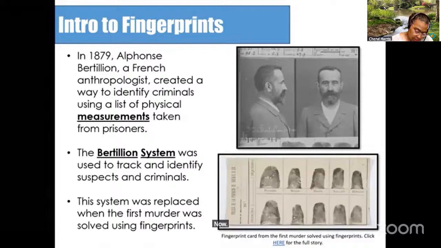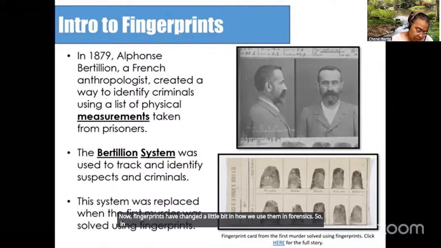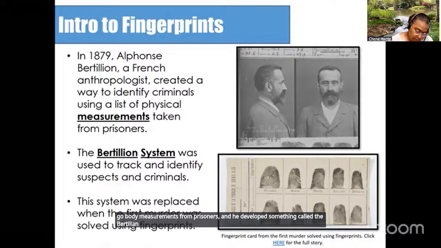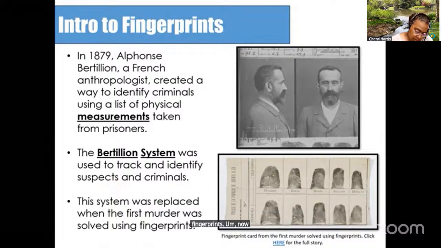Now, fingerprints have changed a little bit in how we use them in forensics. So in 1879, Bertillon, a French anthropologist, took criminal measurements, like physical body measurements from prisoners, and he developed something called the Bertillon system. And this system was used to track and identify suspects and criminals, and he linked these physical measurements to their fingerprints. Now, this system was replaced later when the first murder was solved using fingerprints.